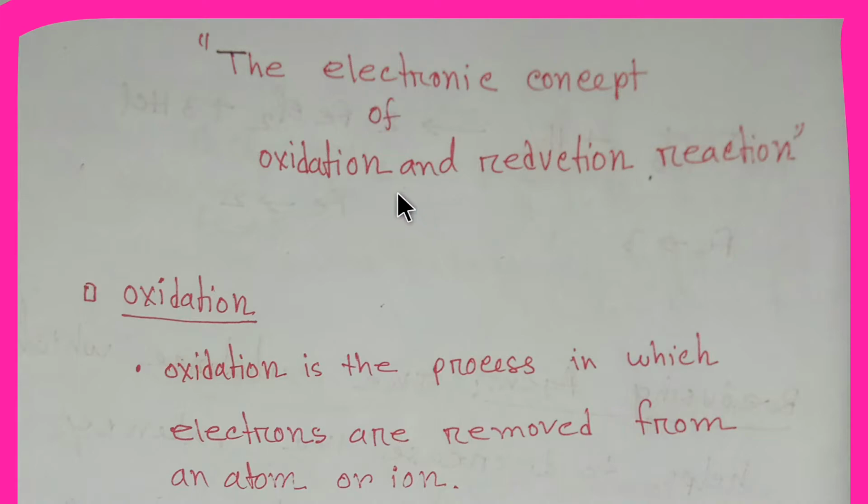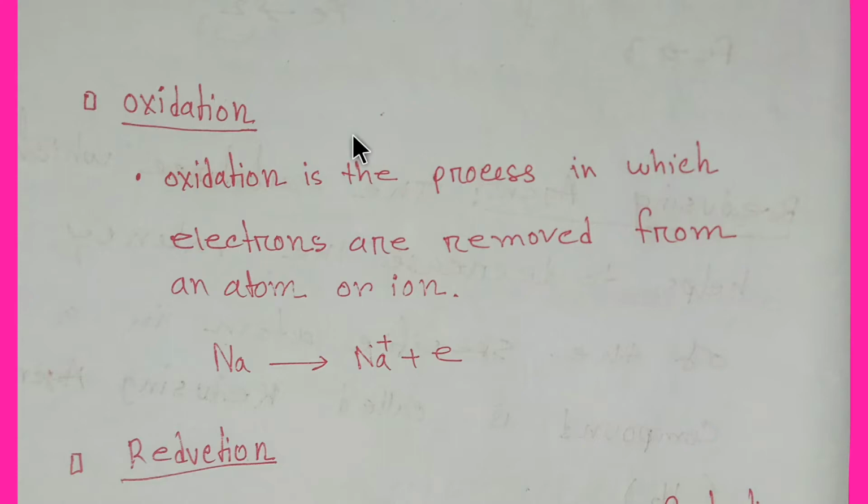Well, oxidation and reduction. What does this mean? Oxidation is the process in which electrons are removed from an atom or ion. That is, oxidation is the removal of electrons. Here, the oxidation state of sodium is 0, but here the oxidation state of sodium is +1, because sodium is releasing 1 electron.